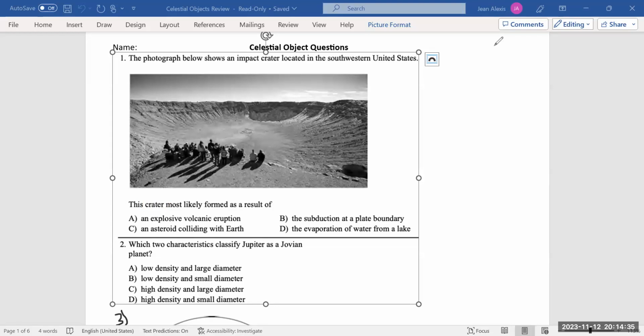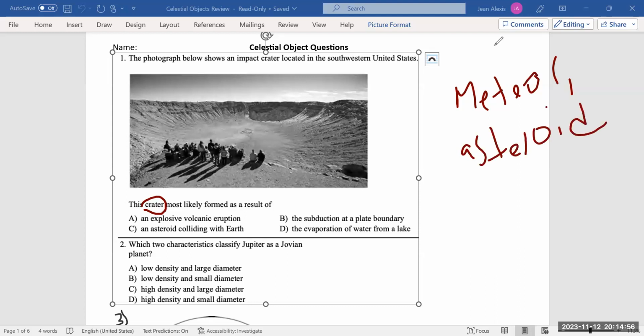So this is a conceptual question that you just need to know. A lot of craters that are created on Earth came from a meteor. Sometimes problems may also mention it as an asteroid. So the meteor or the asteroid impacted the Earth, which is why we call it an impact crater. And so the option that shows that best is choice C, asteroid colliding with Earth.